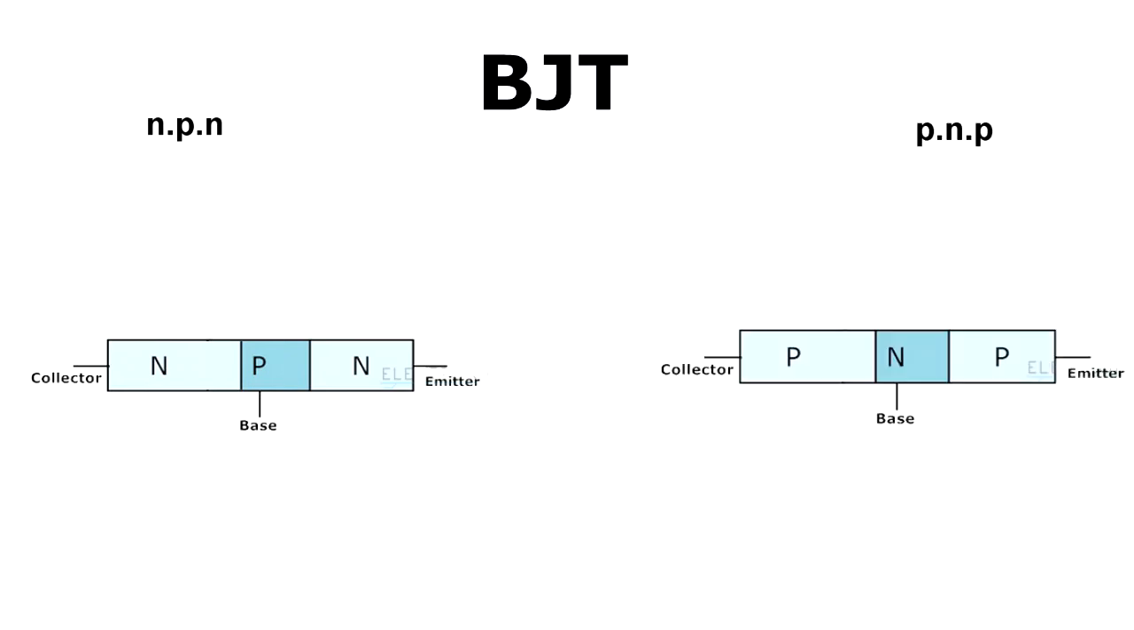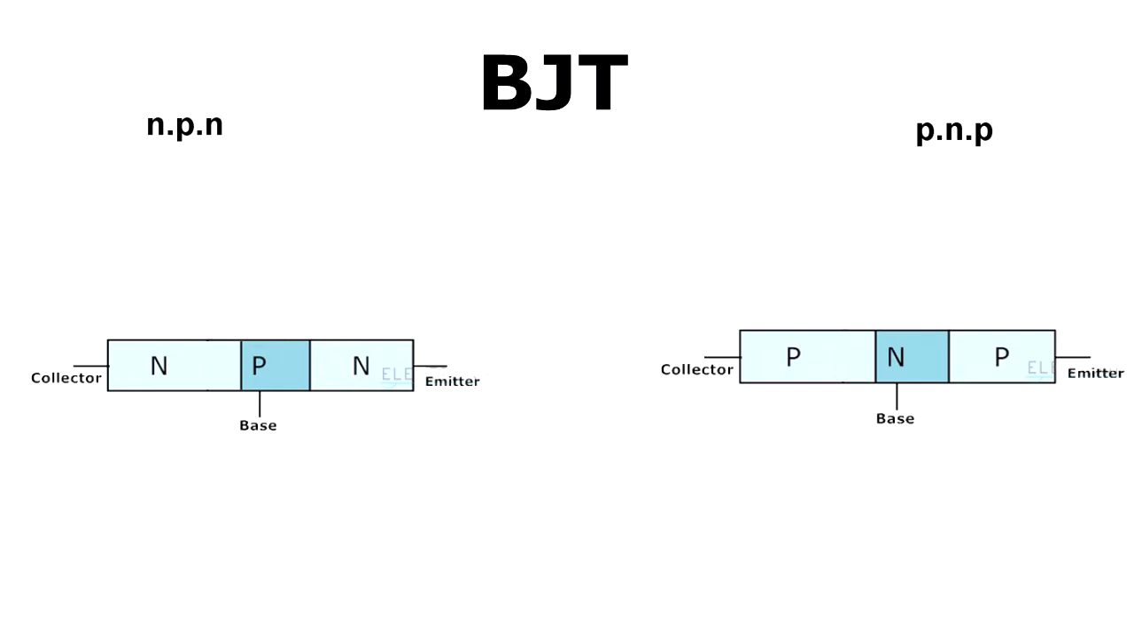So let's talk about the physical structure of the BJT. There are two types of transistor, NPN and PNP. In the case of an NPN transistor, the P-type semiconductor material is sandwiched between two N-type semiconductor materials. And in the PNP type, the N-type is sandwiched between two P-type semiconductor materials.